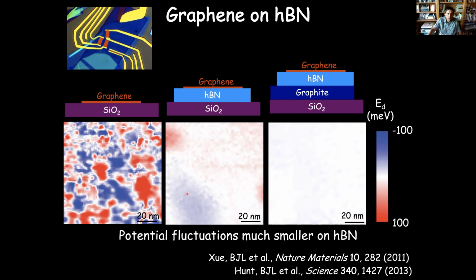If you make a slightly fancier heterostructure where you put graphene, then boron nitride, then graphite, then silicon oxide, you see a perfectly white structure here, meaning that there's essentially no charge potential fluctuations in this sample. And the reason that's occurring is this graphite layer is a metal or a semi-metal. It's screening out any of the impurities which are in the silicon oxide, the hBN is acting as a nice insulator, and your graphene on top is then giving you a high quality graphene to look at.